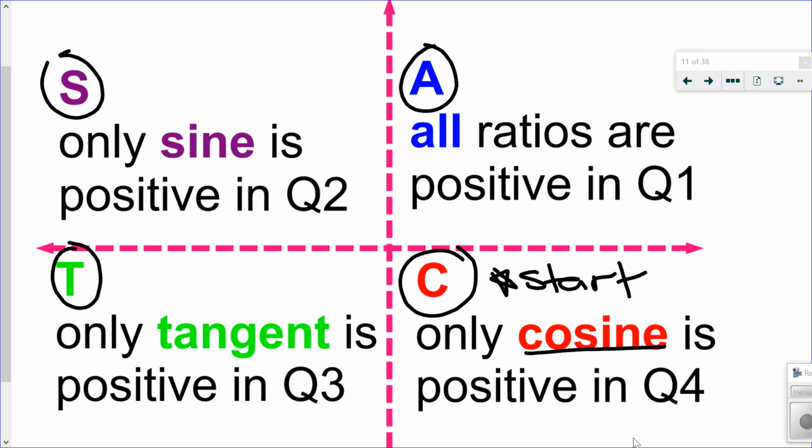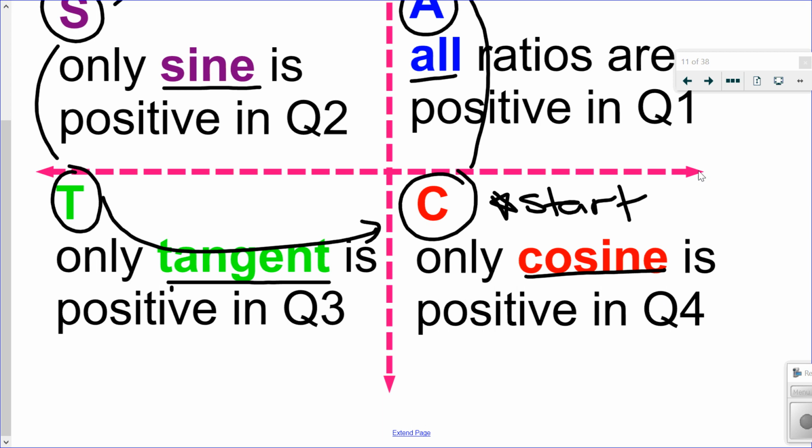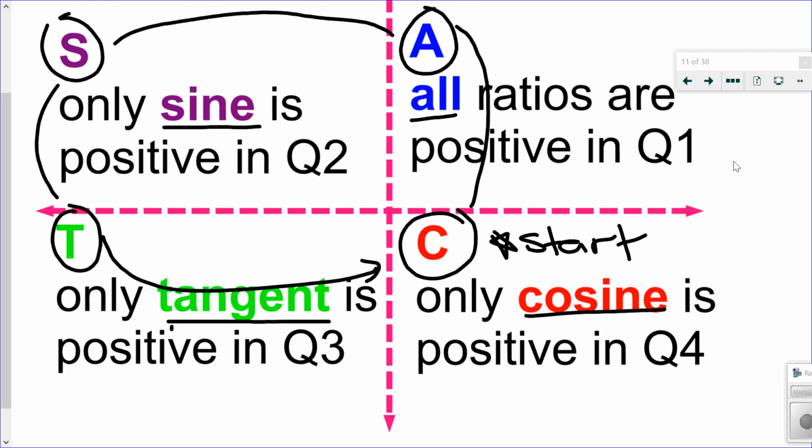Then I go here, A. A stands for all. All of the ratios are positive. I'm going in this direction, like that. S here stands for sine. Only sine is positive. And T stands for tangent. Only tangent is positive. This is going to help us when we're doing trig ratios in any of the quadrants. We can know now, before even calculating anything, whether it will be positive or negative for sine, cosine, or tangent in that particular quadrant.